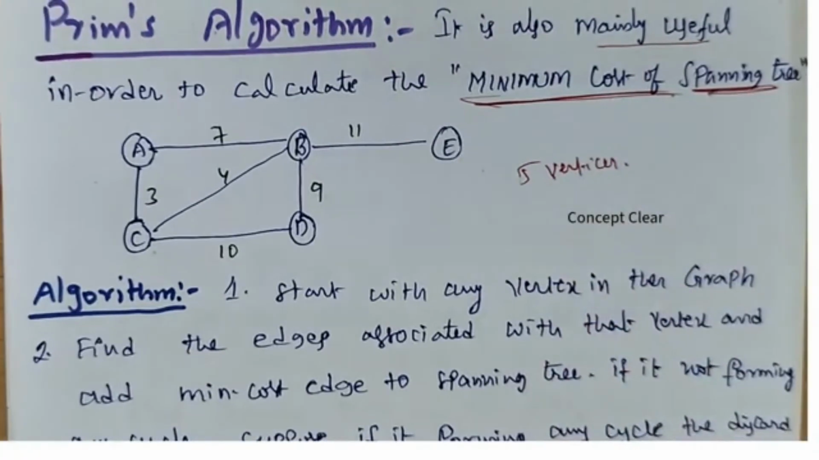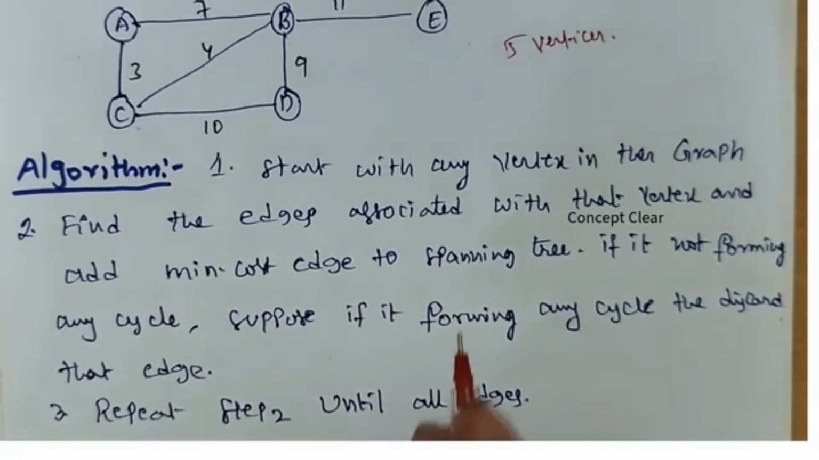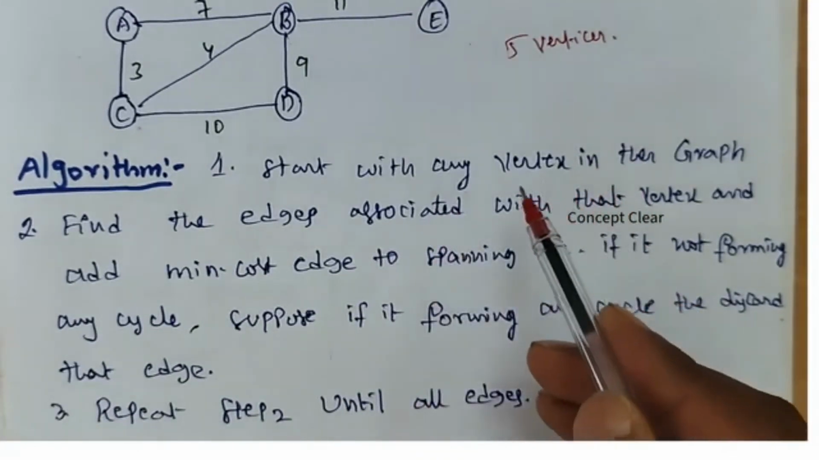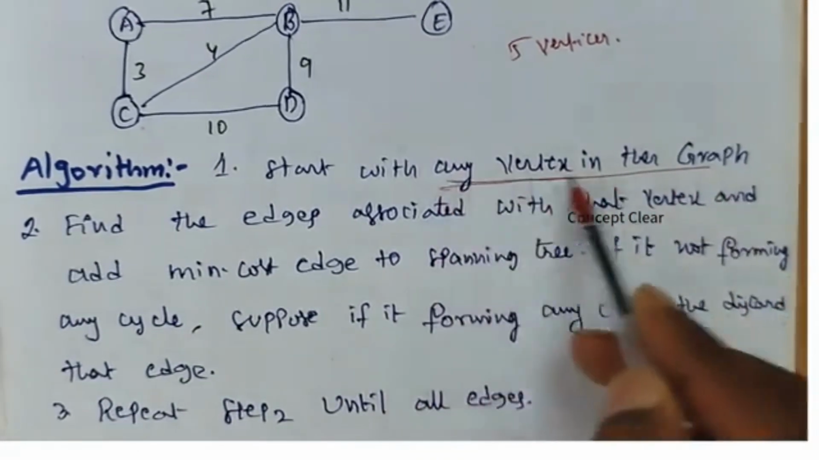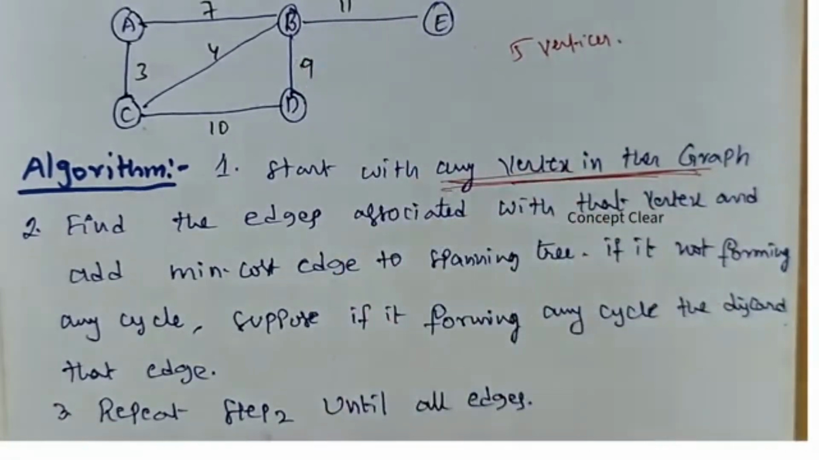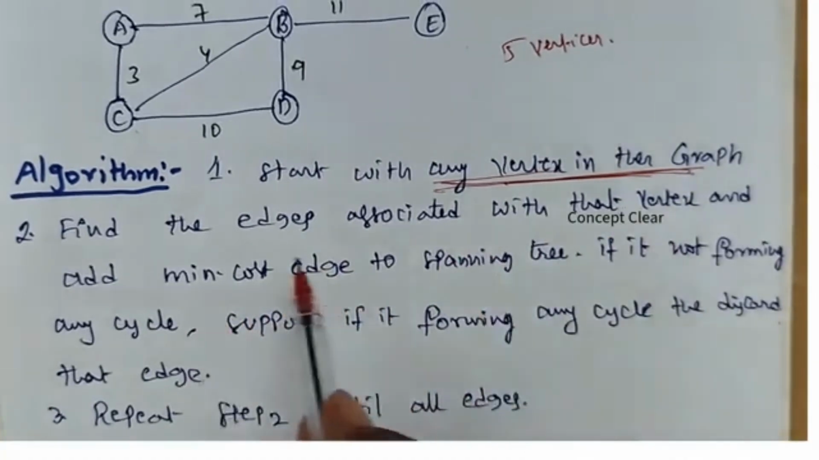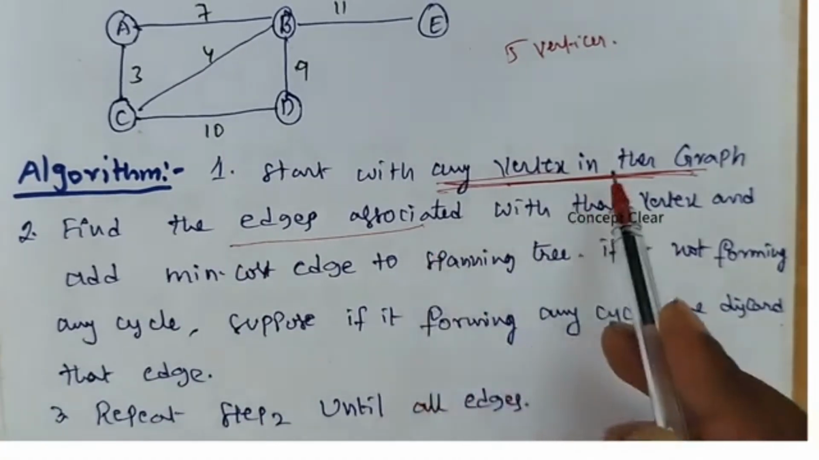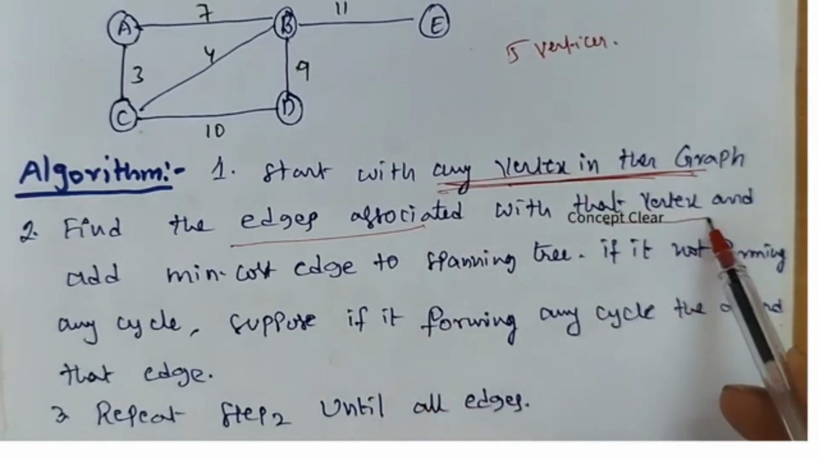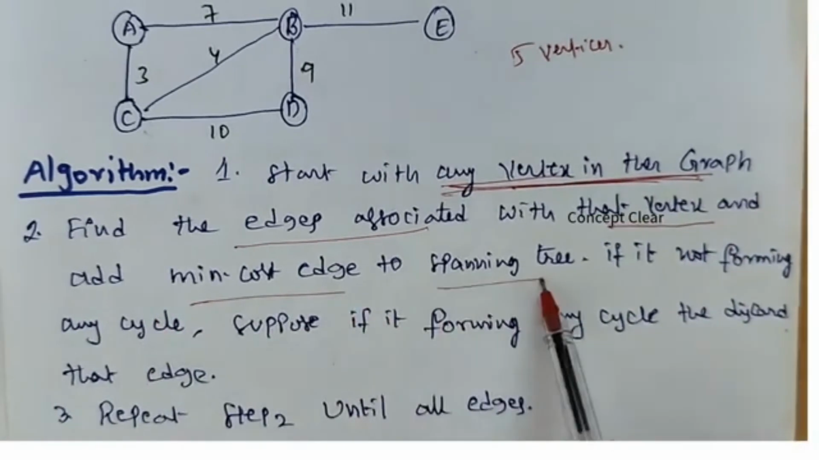Okay, we will see what the algorithm of Prim's is. Prim's algorithm starts with any vertex in the graph. Here we can start with any vertex in the given graph and find the edges associated with that vertex. Find the edges of the graph with that vertex and add the minimum cost edge to the spanning tree.